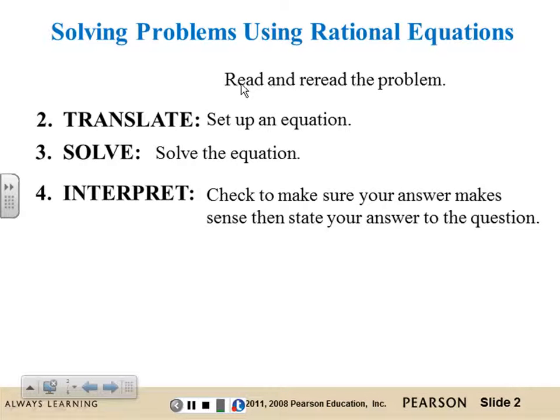Number one, you're going to read and reread the problem until you understand what's going on. Number two, you're going to translate, which means you're going to set up an equation. And then you're going to solve the equation, and then you're going to interpret. In other words, you're going to check to make sure your answer makes sense, and then state your answer to the question.